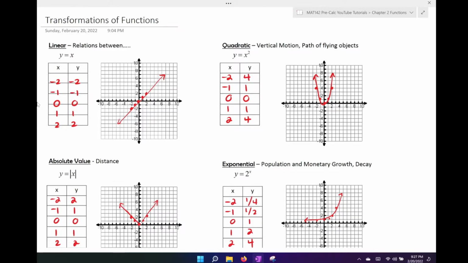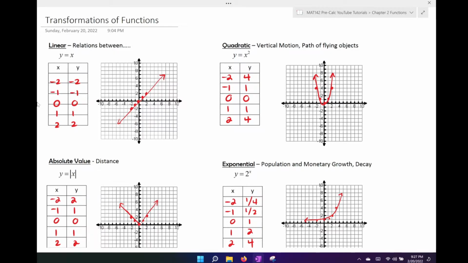So the next section here is going to be transformation of functions. Now, before we can even really focus on transformations, we have to understand the basic functions that exist. So there are 6 basic functions that we should have memorized, or we should be able to recognize if they're plotted in front of us.